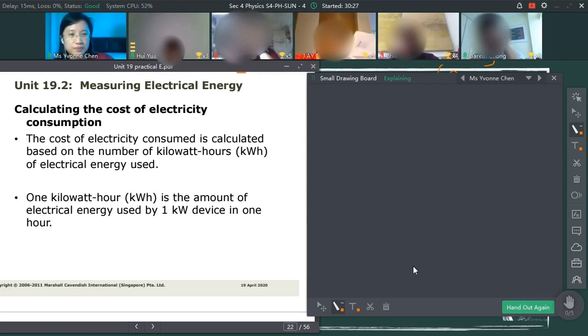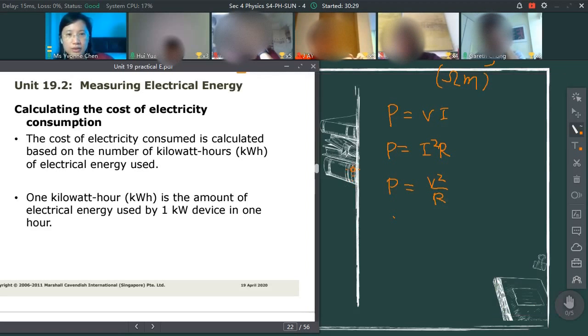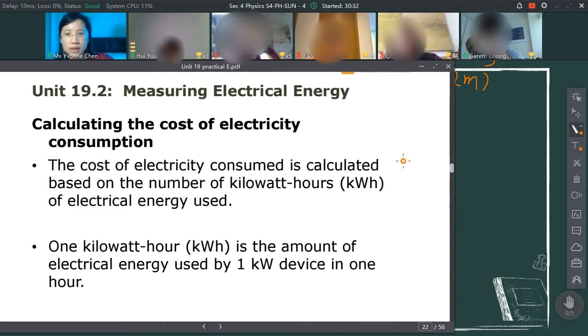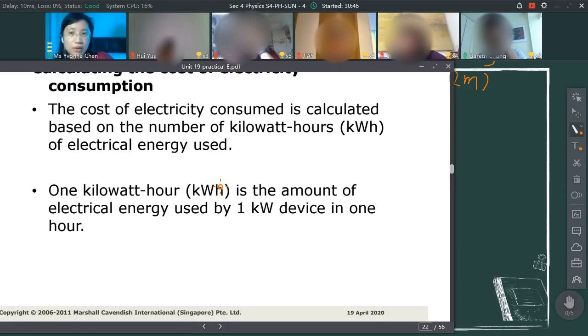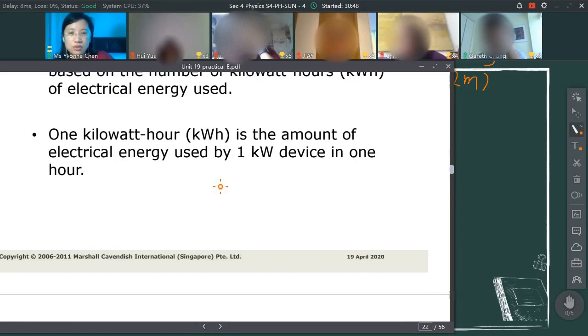kWh. Okay, so kilowatt hour. So you need to understand the cost of electricity consumed is calculated in the number of kilowatt hours of electrical energy used. If you are keen, you can look at your utility bill. Okay, so it is actually the amount of electrical energy used by a 1 kilowatt device in 1 hour.